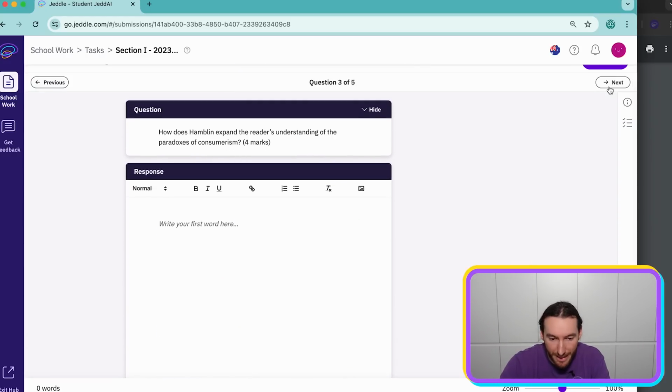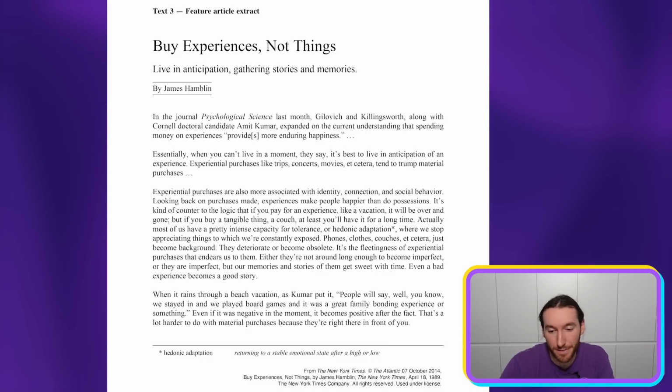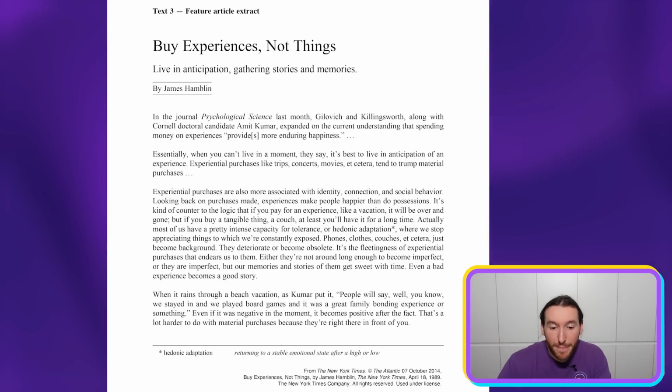Let me show you the next one. How does Hamblin expand the reader's understanding of the paradoxes of consumerism? 4 marker, 4 sentences. I'm going to start going through these a little bit quicker as hopefully you're getting the hang of it. Now, going to the text here, make sure you pause, read the text now, in this 2023 paper. It's a short text here, feature article, it's non-fiction. And we need to make sure that we have 3 solid pieces of evidence to back up one key point that links to this idea of a paradox connected to consumerism.